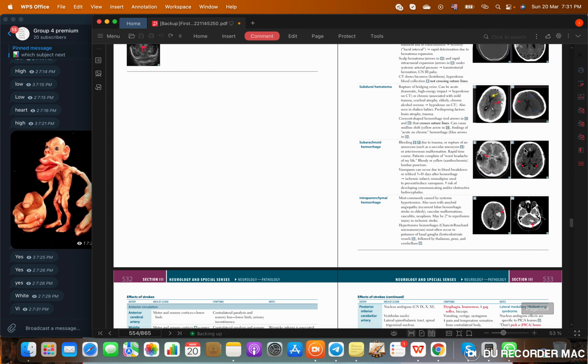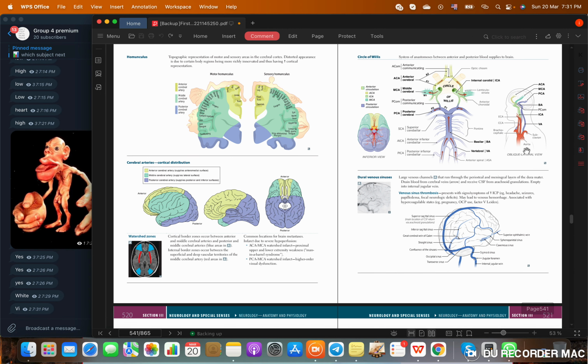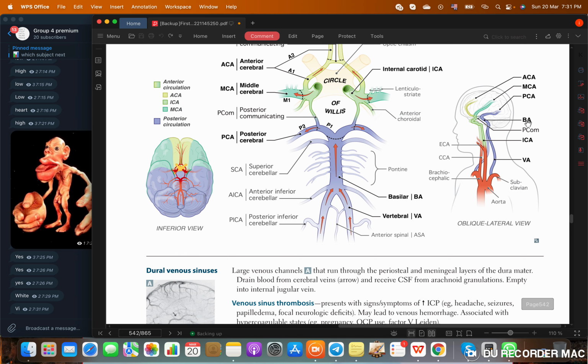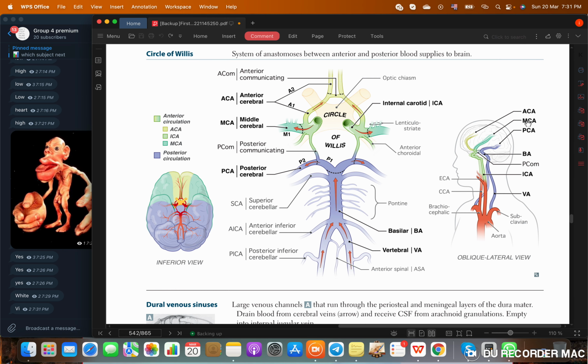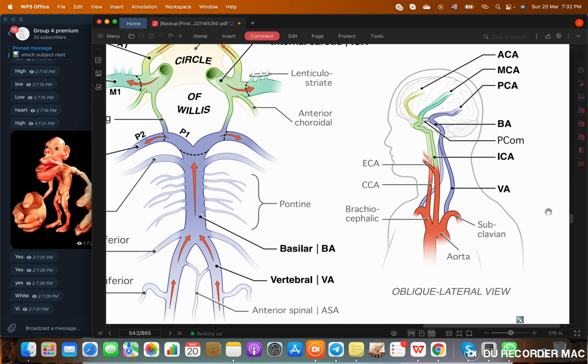Okay. So the next thing says something like this. The circle of Willis, and what does blood supply of the brain mean? So there are two types of circulation in our brain. There is something called the posterior circulation, and there is something called the circle of Willis, also known as anterior circulation. The posterior circulation is just, yeah, I like this picture.